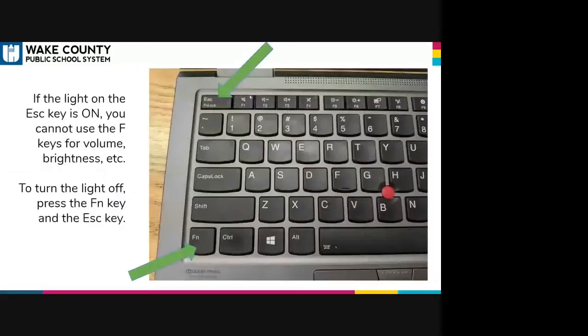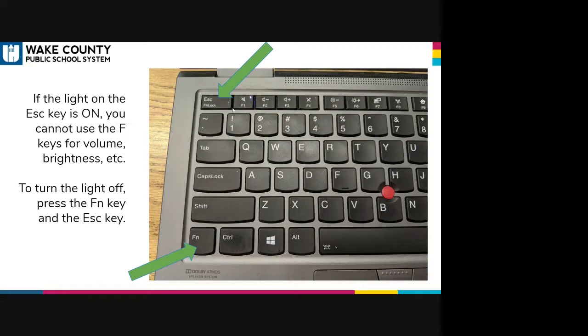The first thing I wanted to talk about is, if you look at your keyboard, in the top left corner you should see your escape key, and you might see a little light on the escape key. If that light is lit up, that means your function lock button is turned on. What that means is you cannot use your F1, F2, F3 buttons across the top as what the pictures show. I like to use these buttons for the volume: F2 is volume down and F3 is volume up.